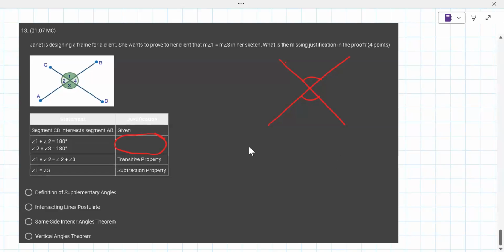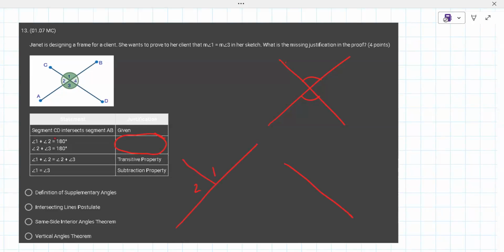Okay, so what this part on the left is saying, this is the statement. The statement is that angle 1 plus angle 2 equals 180. So if you're on the same side, the angles add up to 180. That's reasonable. And then it says angle 2 and angle 3.